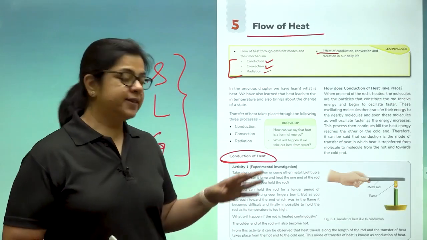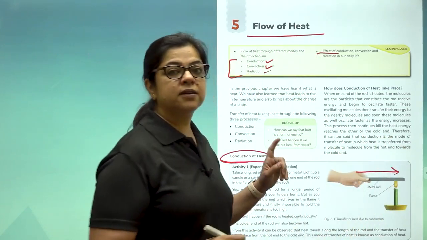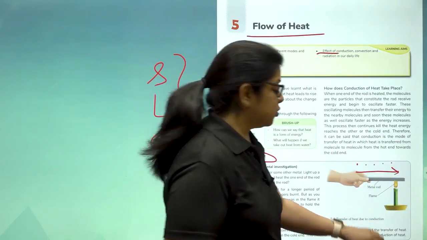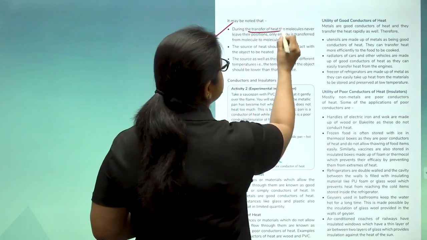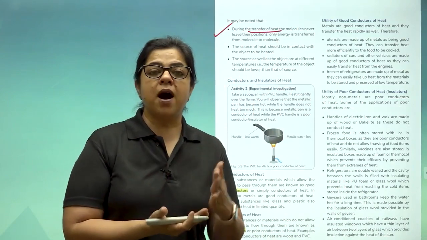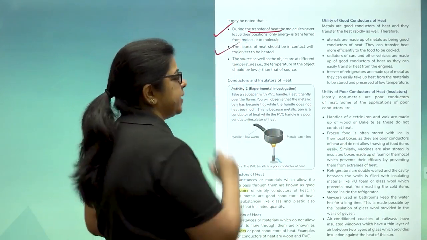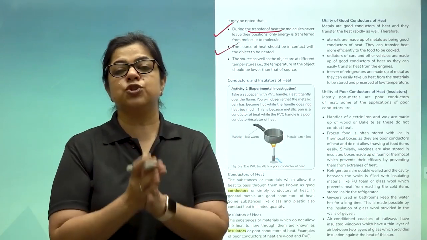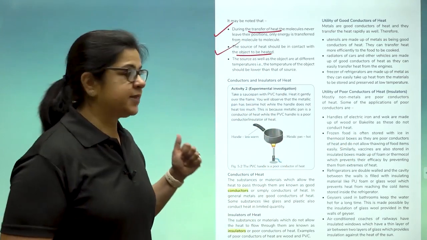So what did we understand in this simple experiment? That heat was being transferred from one point to another. So what are the important points of conduction? That during the transfer of heat, the molecules do not leave their position. They just pass the heat to the next molecule. Second, very important, the source of heat has to be in touch with the object that has to be heated.